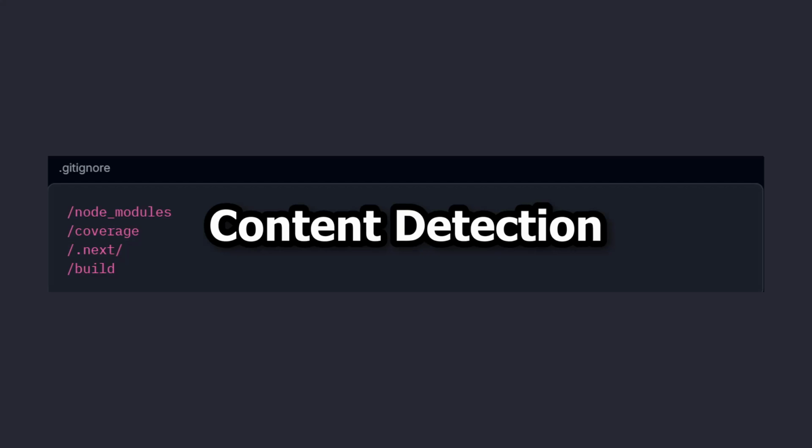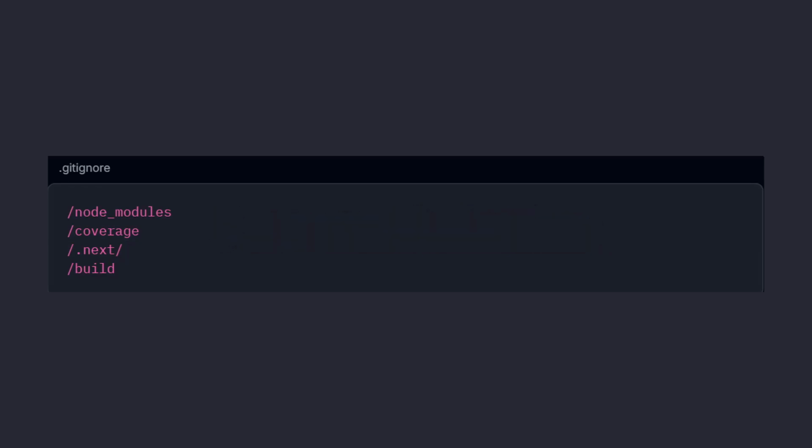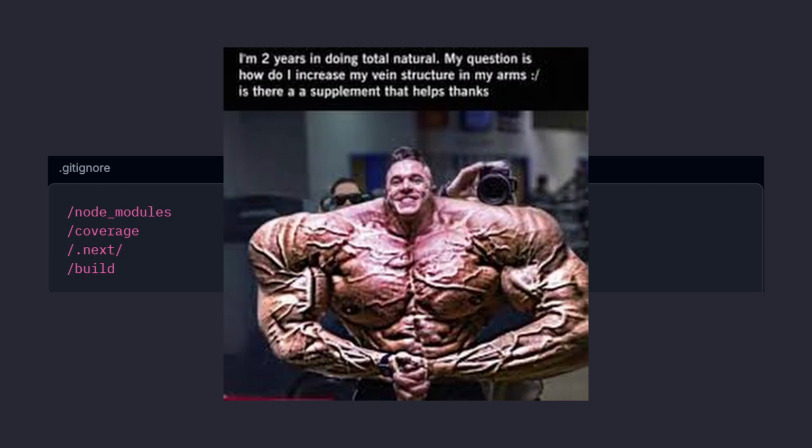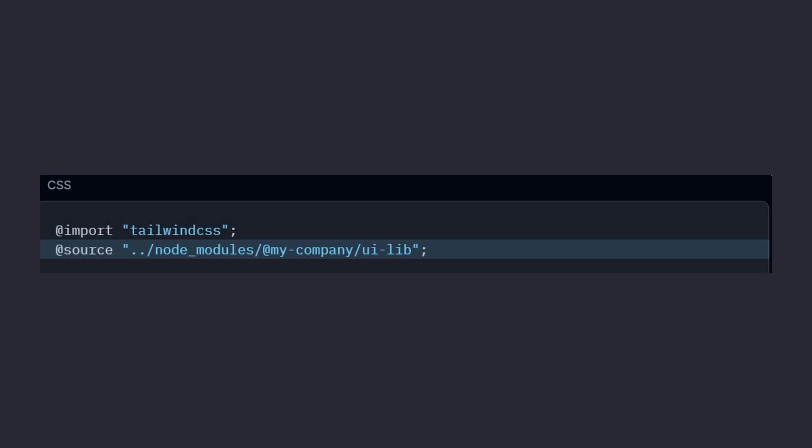Are you tired of babysitting your content array? Tailwind 4.0 detects templates automatically. It skips irrelevant files like .gitignore entries and binaries so your build stays lean and mean. And if you really need to add something weird, just use @source.